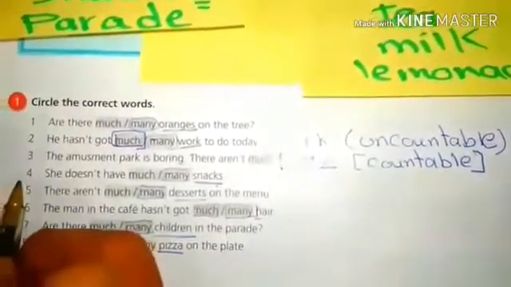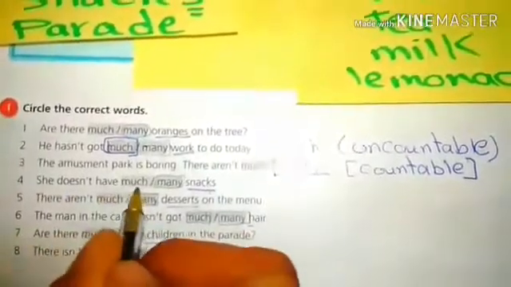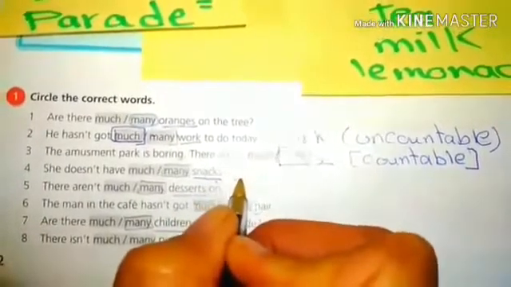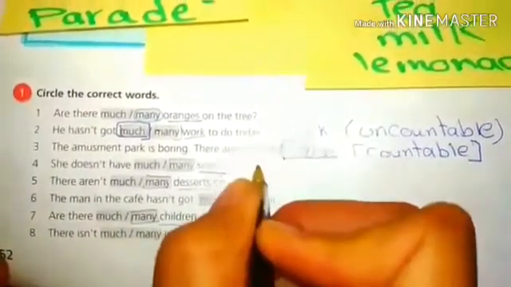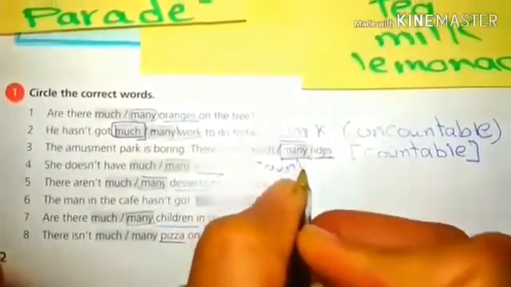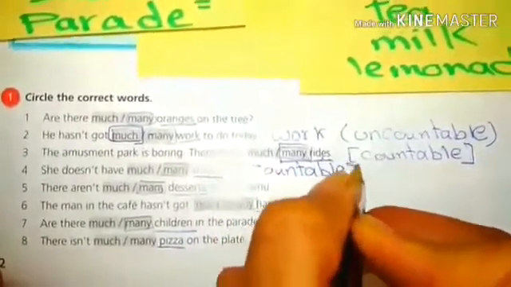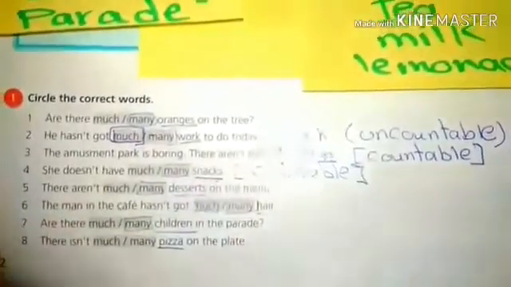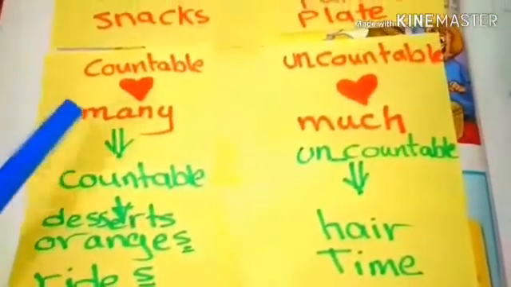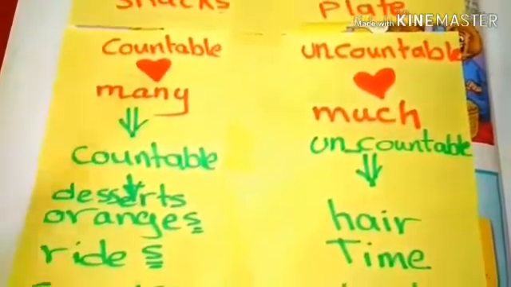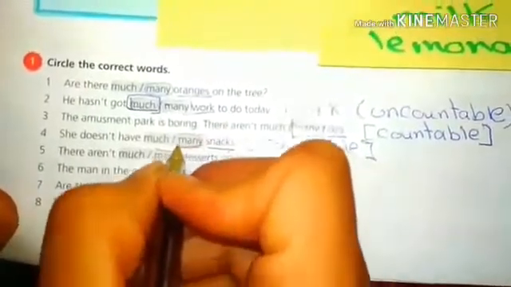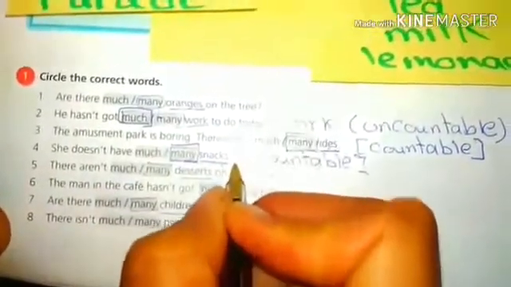Thank you. Number 4, she doesn't have much or many snacks. The word snacks is, who can tell me? Yes, it's a countable noun. And as we said before, the countable noun loves many. So, she doesn't have many snacks.